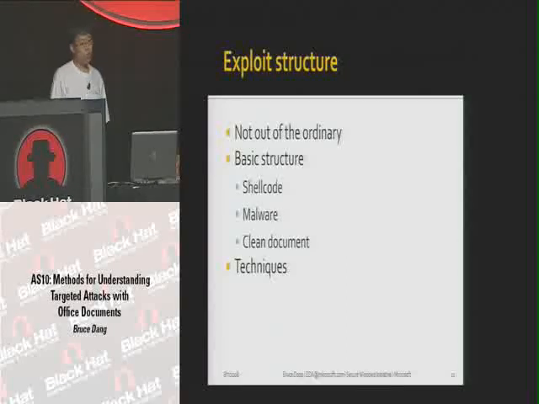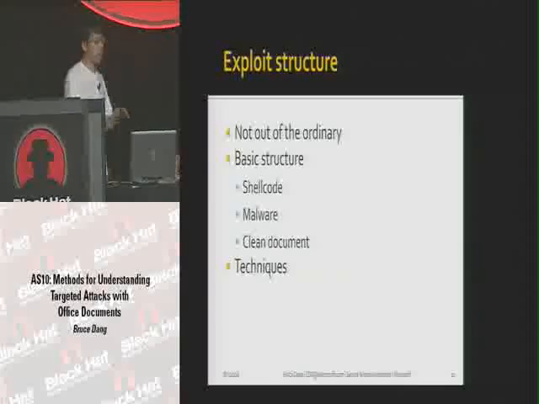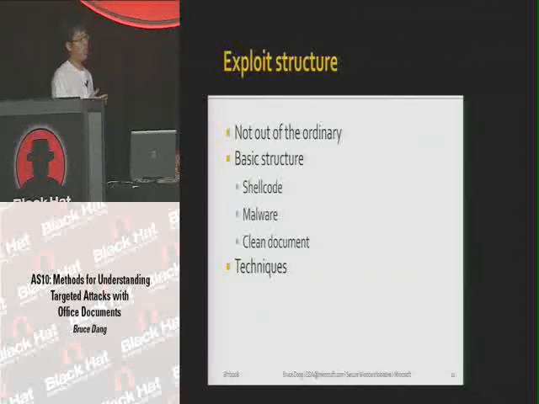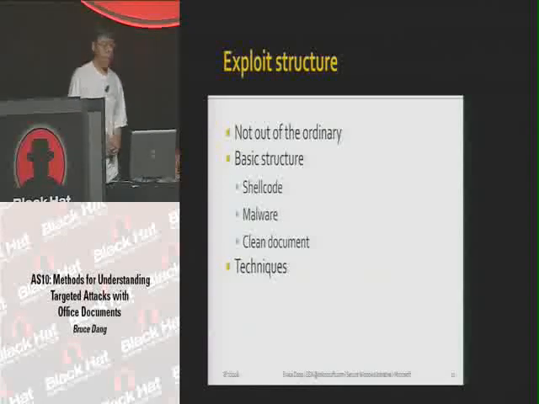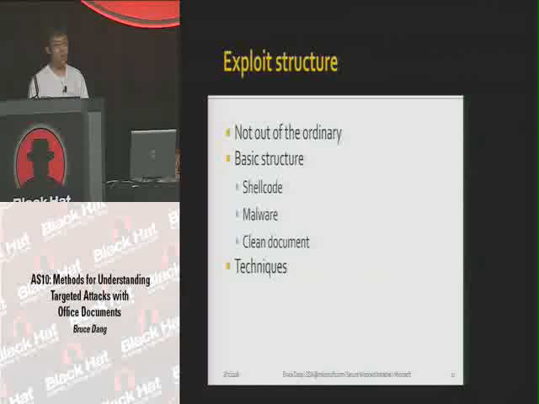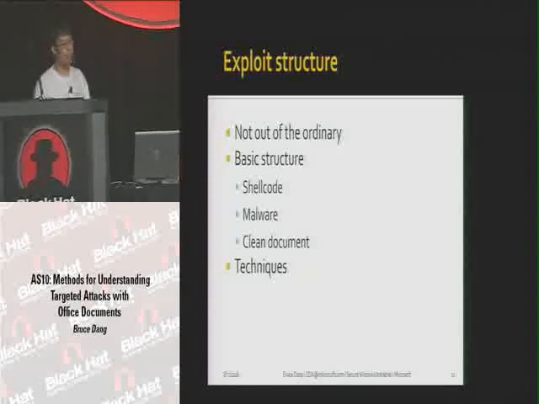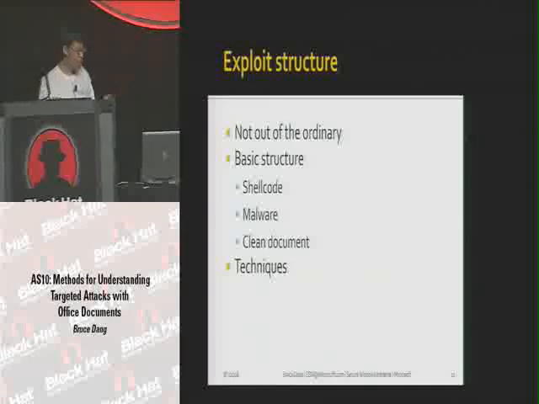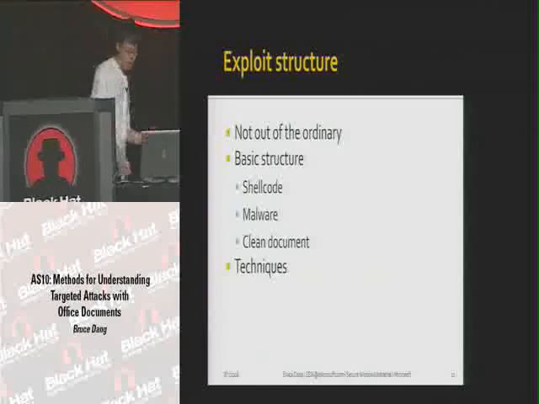The basic structure of the exploit is you'll always have shellcode, and then you have a malware component, and then you have a clean document. The clean document is the document that you actually see when the exploit runs. In my case, that was the Black Hat Japan 2008 call for papers that I made up. Some of the techniques that they use, the majority of them are fairly well known. We've seen these in the last maybe 7 or 8 years. Some of them are particularly unique, so we'll go into that later.